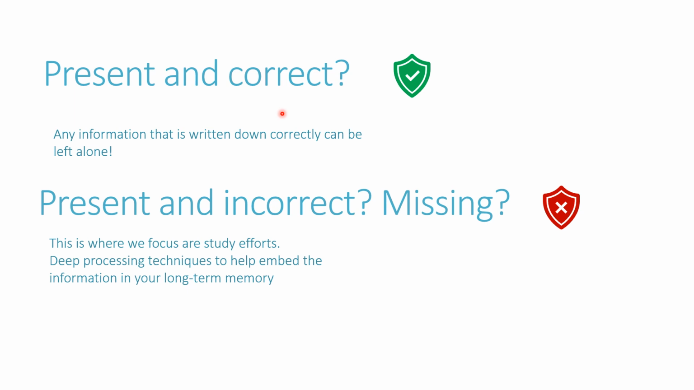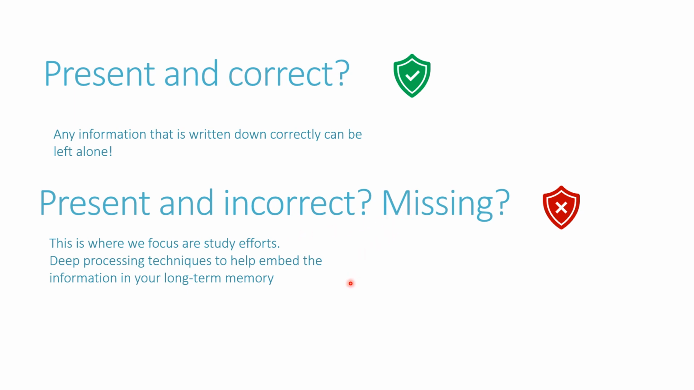Is it present? Did you write the information down? And did you write it down correctly? Brilliant, done. Pat yourself on the back. That means that that information is fully embedded in your brain, okay? Because you were able to, without any preparation, recall it, write it down correctly. That means it's there. What we want you to do is work smarter, not harder. So leave that, done. Focus on the gaps and the inaccuracies. If it was missing, we need to look at it. If it was incorrect, we need to look at it, okay?